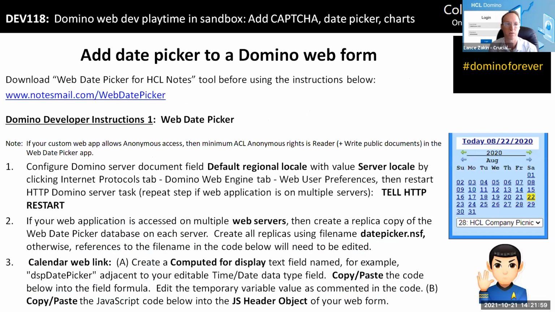So let me go to the next one. Now this is the part that's interesting. Before these instructions, you actually have to download a tool called Web Date Picker for Notes. It's at that link below. Once you have that tool, you could follow these steps. It's not a free tool, but you could use it and plug it in and see a demo and see if it works in your environment and for your application.